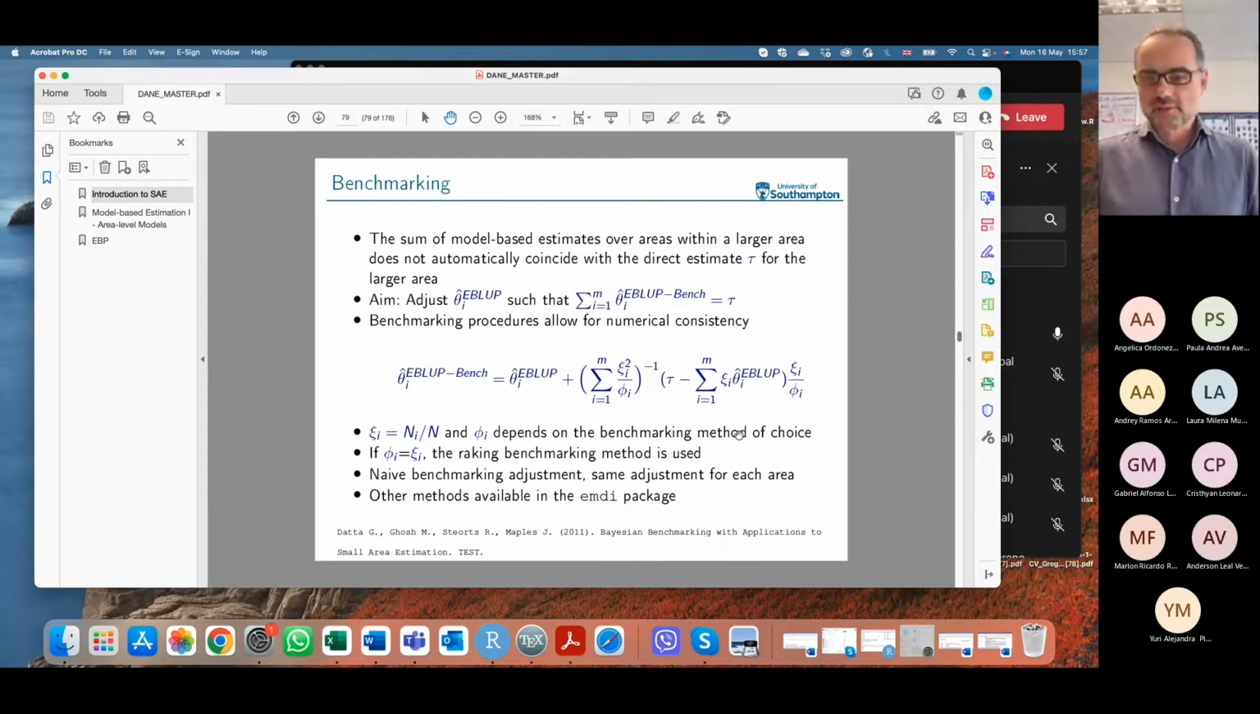Okay, and you can do that effectively by taking your eBLUP, the unadjusted eBLUP, and then adding an expression here, right? So this expression may look a bit complicated, but let's go through it a bit. So you have the psi i here, this parameter, which is equal to the ratio of the population in area i over the total population. All right, so that's a kind of weight of the population size in area i compared to the total population. Okay, and there is another parameter phi i. Then we're going to see one particular example where, if you set phi i also equal to n_i over n, then this adjustment will lead to a very simple adjustment, which is called the raking benchmarking method. Okay, so that's a naive way of adjusting the estimates.